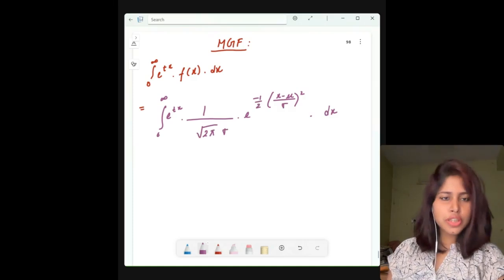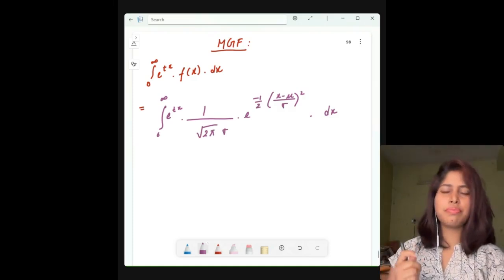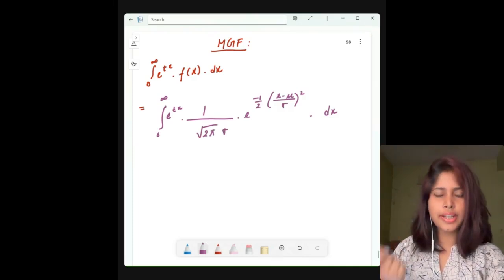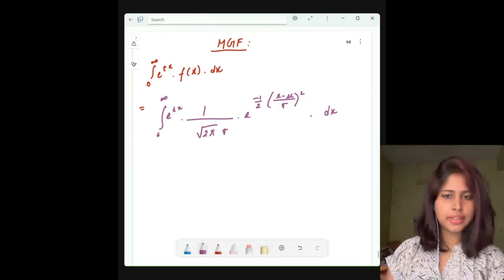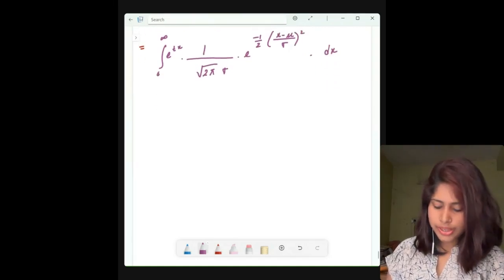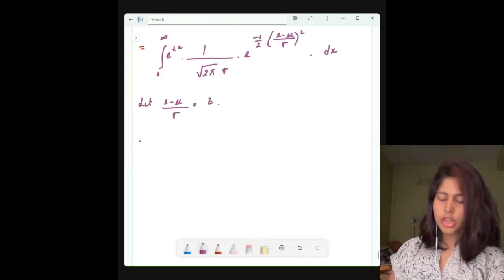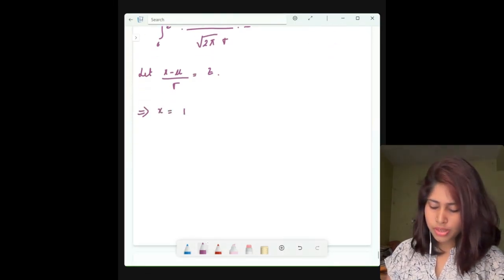Now, if we are going to deal with this, then this part (x minus mu) by sigma looks like a little bit of a difficult part, right? So let us substitute that, like let this (x minus mu) by sigma be z or something. Let us take z only. So let (x minus mu) by sigma equal z. Then from here we can see what x will be. X will be equal to sigma z plus mu, right?